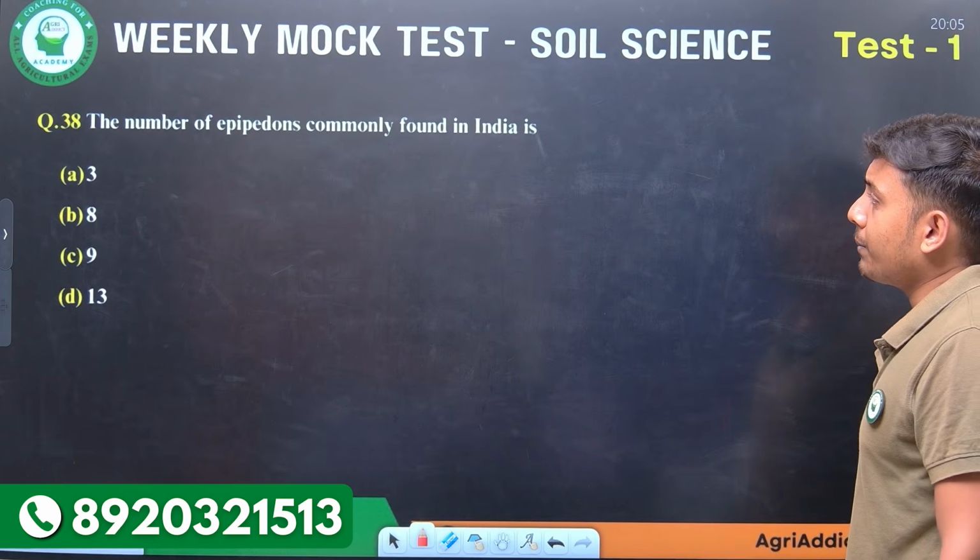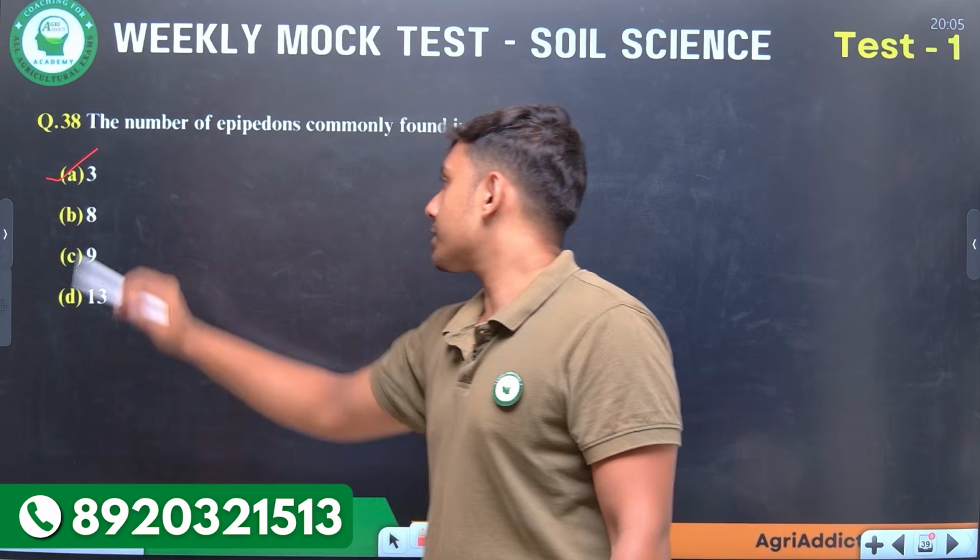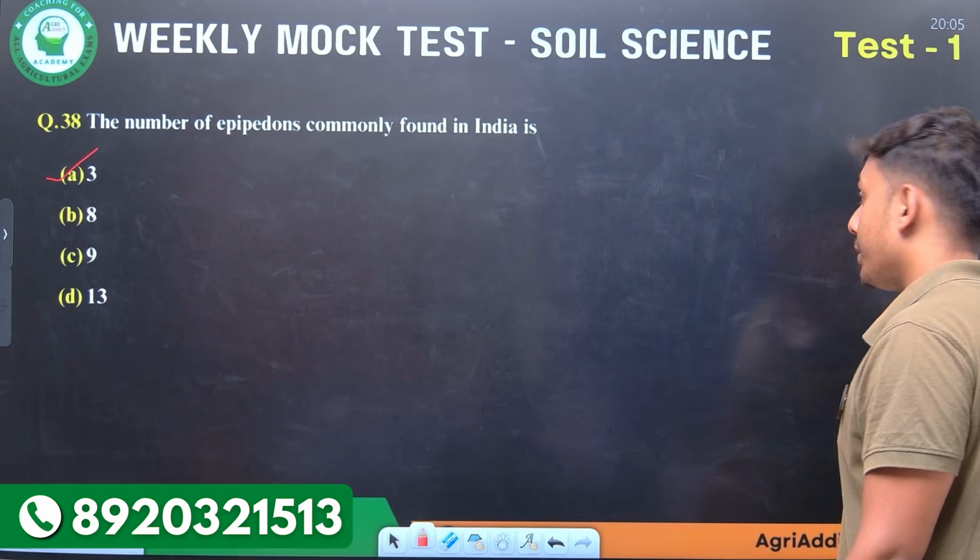Now comes next, the number of epipedons commonly found in India, that is 3. We already discussed earlier. This is a direct question, a very easy one.